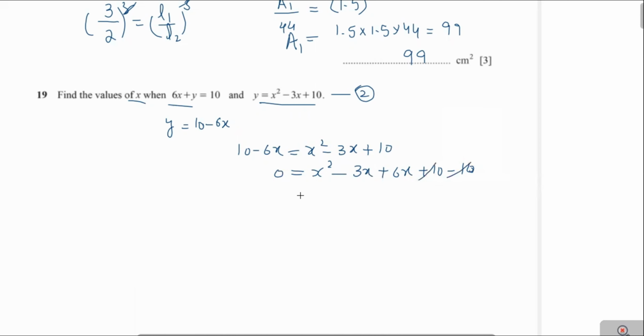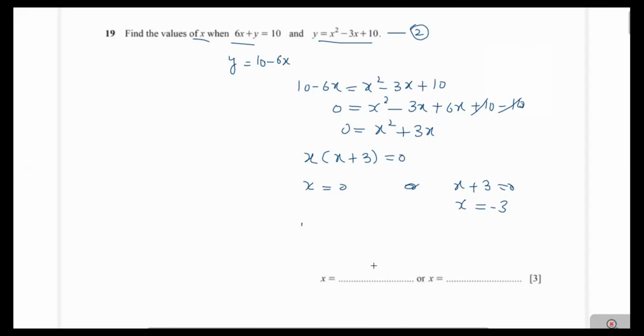10 will be cancelled. We can write it as x squared plus 3x equal to 0. Now x is taken as common, then x into x plus 3 equal to 0. Therefore, either x equal to 0 or x plus 3 equal to 0. Therefore, x equal to minus 3. Now the answer is x equal to 0 and x equal to minus 3.